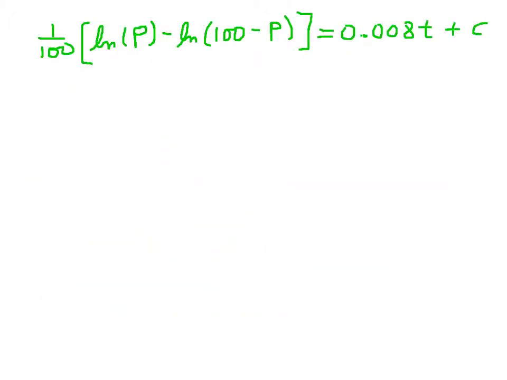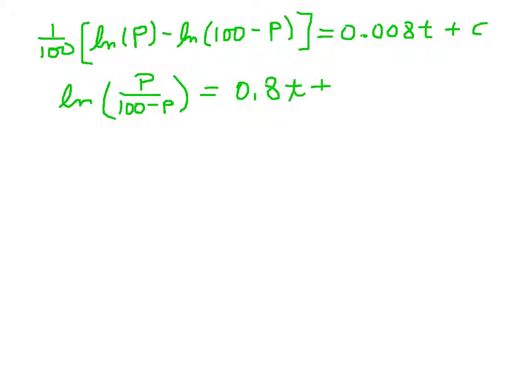Okay, so if we pick that up, here's where we are. This is what we got when we integrated the left side. We already saw what we got when we integrated the right side. So we're going to do two things here. We'll multiply both sides by 100, and then we'll simplify this ln. So what that tells us is the ln of p over 100 minus p is equal to 0.8t plus 100 times c. And 100 times c is just another constant. We'll just keep writing c. Not a big deal there.